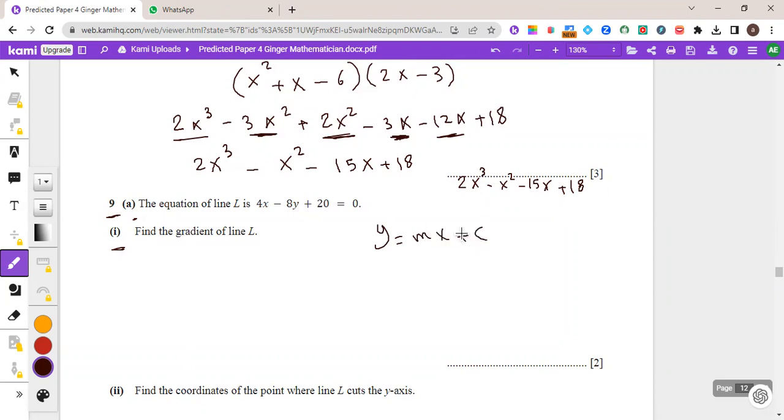We need to put it in this form first. That is the gradient. Put y on the other side, so solve for y or make y the subject, right? Yes. So 8y equals 4x plus 20. Then I will divide by 8.